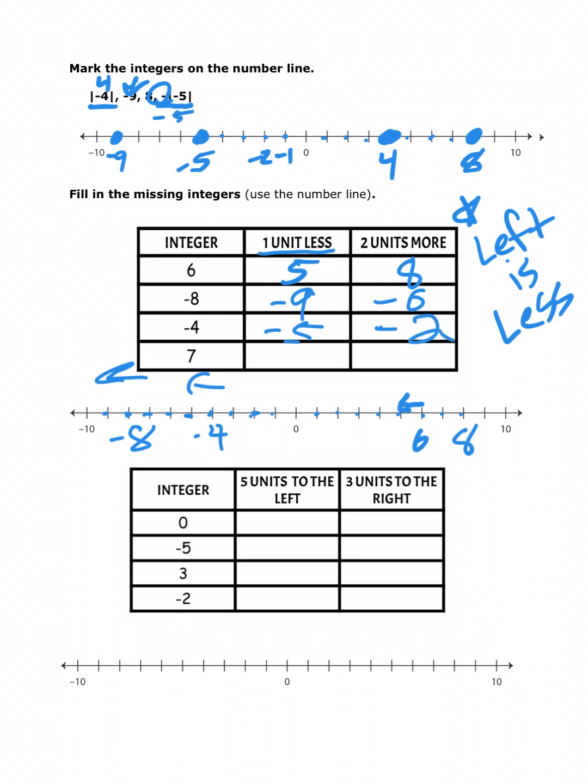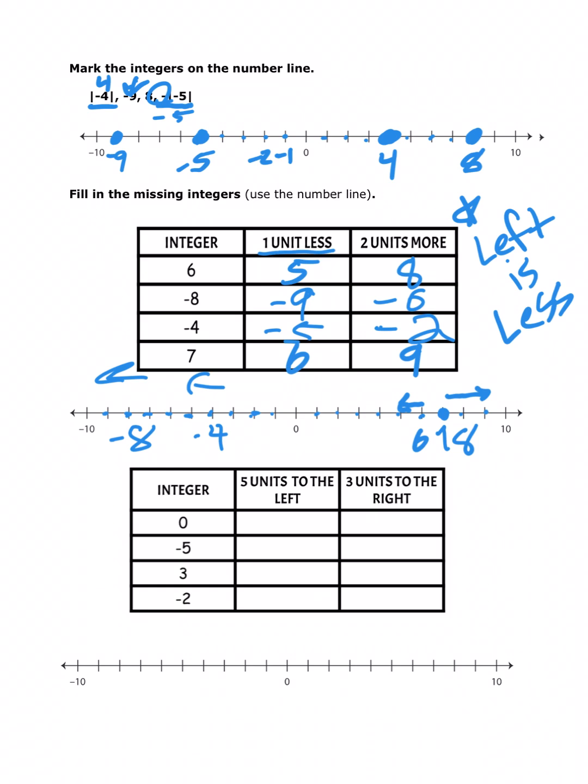And for my last one on this table, I want 7. I know that's between 6 and 8. 1 unit less, left is less, puts me at 6. 2 units more would be 1, 2. And on my number line, that lands me at a 9. All right, so now let's look at this last table.